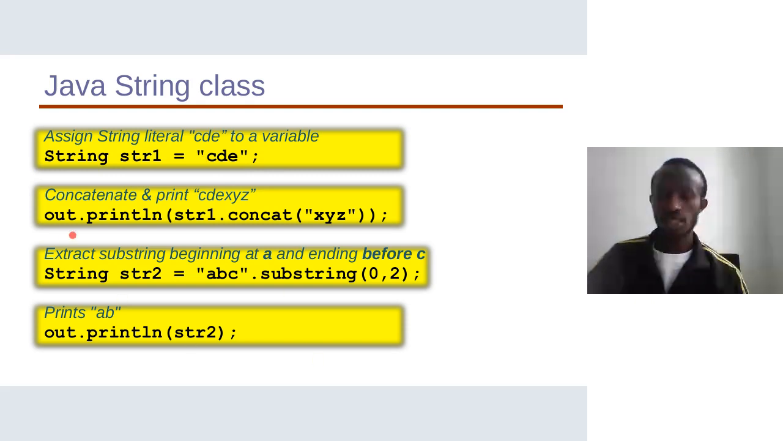Then you can access the various string methods using the dot operator, like we saw in the math class. And you have a number of methods. For example, you can't combine two strings by just using a plus sign, or you can't compare two strings by using the double equal signs. That won't work. So for you to compare two strings, you'll have to use a method. For you to join two strings, you'll also have to use a method.